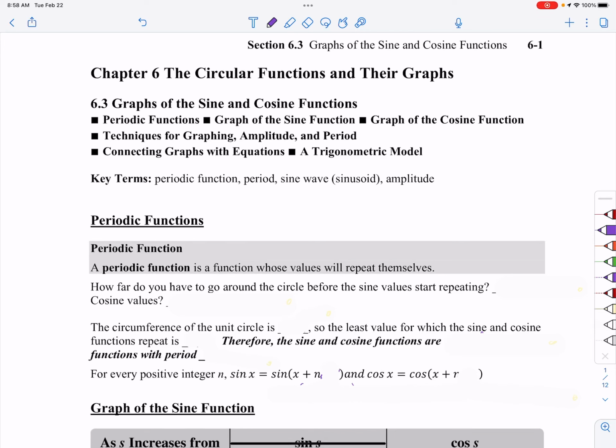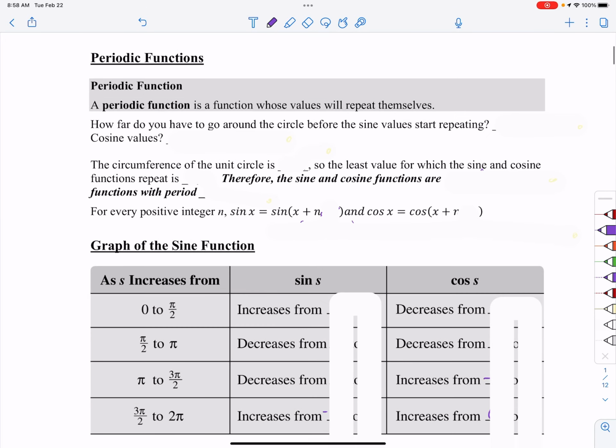Hey folks, this is going to be a video that introduces the sine and the cosine graphs. So let's just go ahead and jump right on in. Sine and cosine graphs are going to be called periodic functions because they repeat themselves.